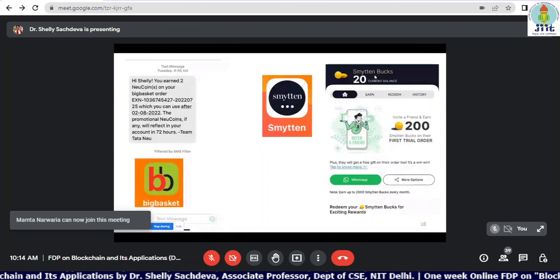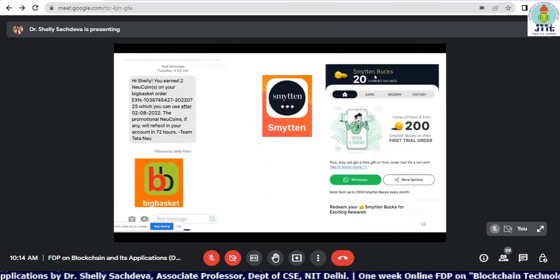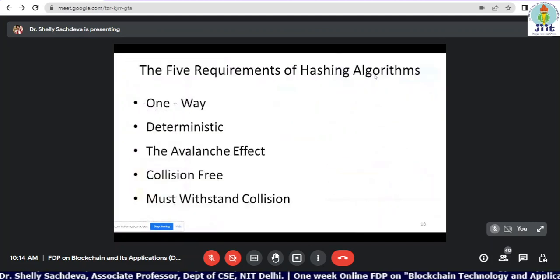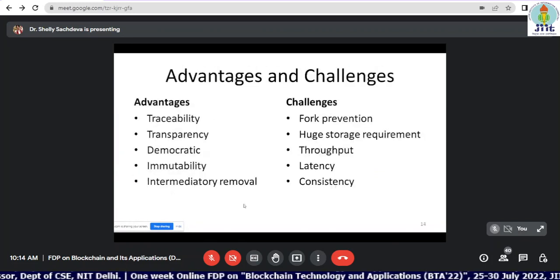So this is how most of the applications nowadays are moving towards this particular cryptocurrency kind of concept. Now, these are the 5 requirements of the hashing algorithm you might be aware of: one way, deterministic, the avalanche effect, collision free, and must withstand collision. These are some of the advantages and challenges which we'll be discussing while we discuss various applications.